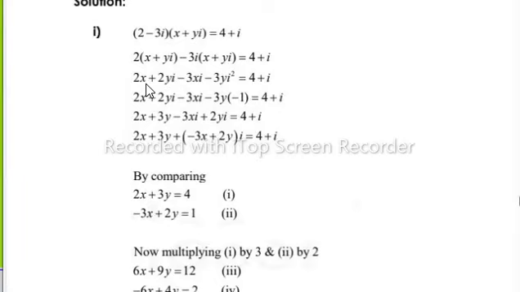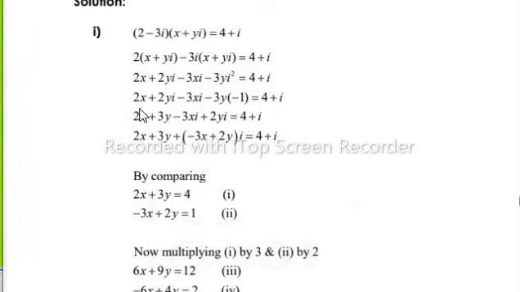In the next step, 2 multiplied with x gives 2x. Then 2 multiplied with yi gives 2yi. Then minus 3i multiplied with x gives minus 3xi. Minus 3i multiplied with yi gives minus 3y i square, because there are two i's. The remaining portion will be copied like this, equal to 4 plus i.